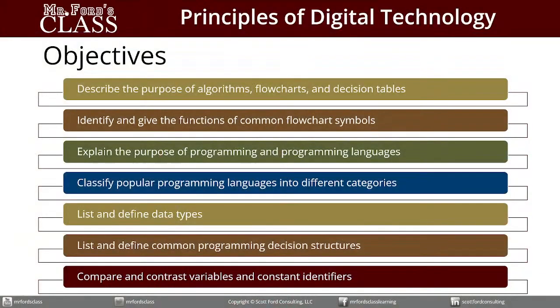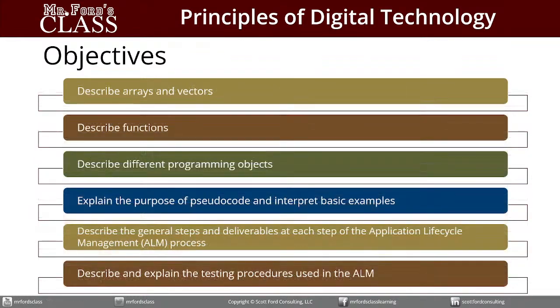And let's continue on looking at the objectives. So classify popular programming languages in different categories. We just said that. List and define different data types. List and define common programming decision structures. Compare and contrast variables and constant identifiers. Describe an array and vectors, describe functions, describe different programming objects, explain the purpose of pseudocode, and interpret basic examples.